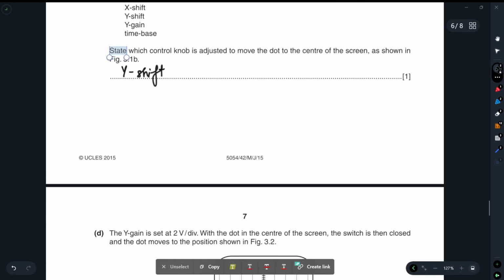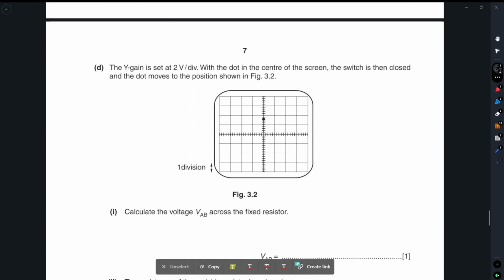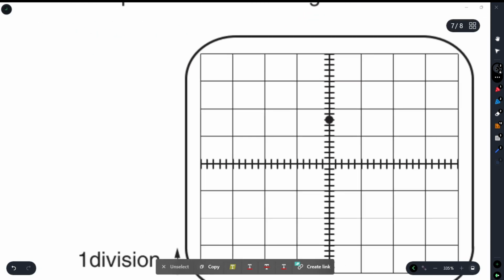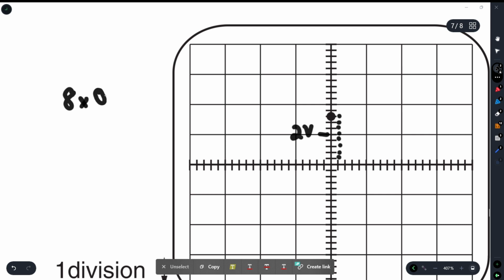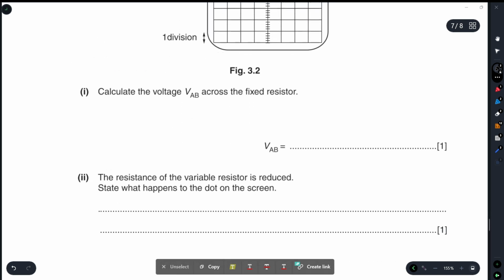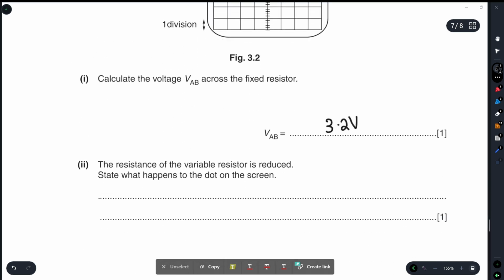Okay. Then we've got the Y gain is set for 2 divisions. The switch is closed. The dot moves to the position. As I see it on paper, you won't be able to zoom in, but fair. So this right here would be 5 divisions for 2 volts. So each is going to be 0.4 divisions. So 1, 2, 3, 4, 5, 6, 7, and 8. 8 times 0.4 is equal to 3.2. All right. So this right here is going to be 3.2 volts.